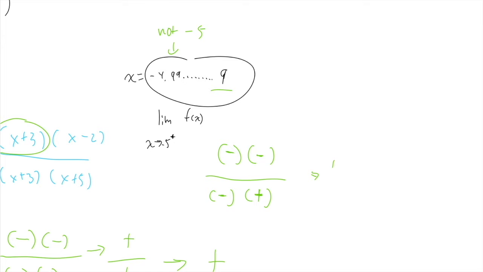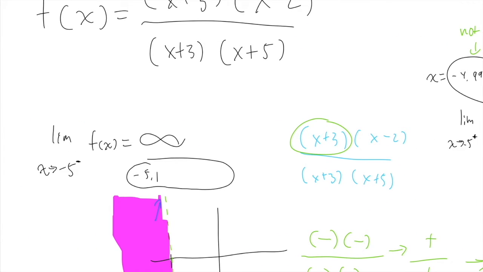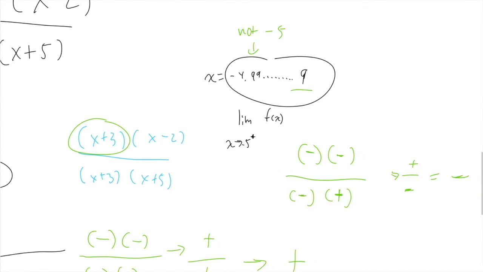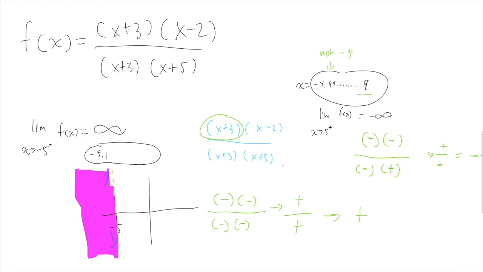So we get a positive over a positive times a negative is a negative, which is going to be a negative. So the limit as x approaches -5 from the right equals -infinity. And if we were to take the limit as x approaches -5 of f of x, that would not exist because it's approaching two different things from two different sides.